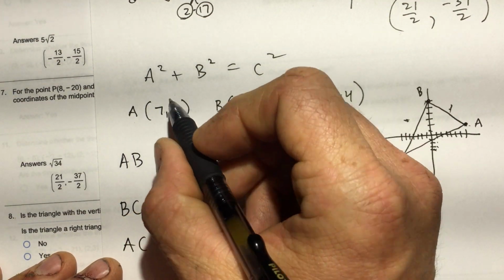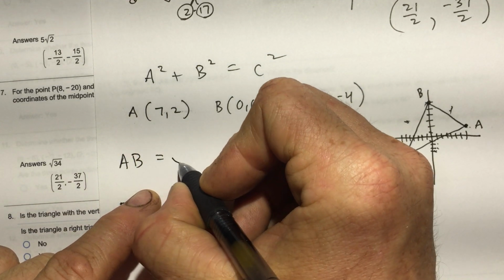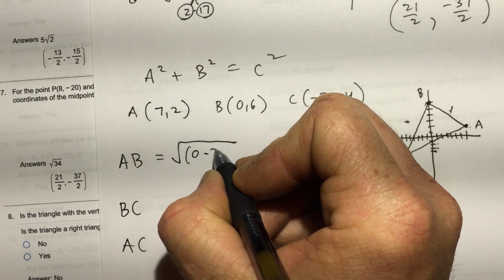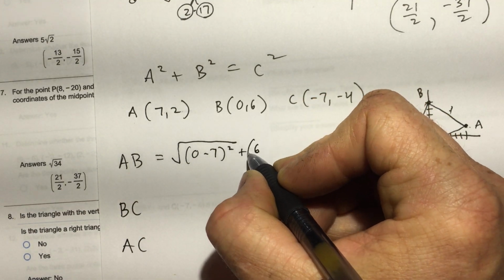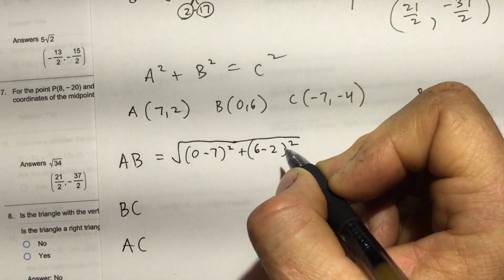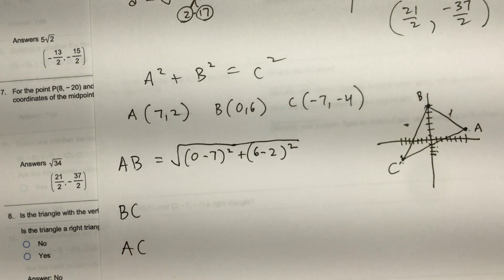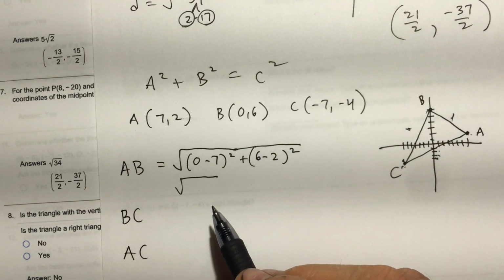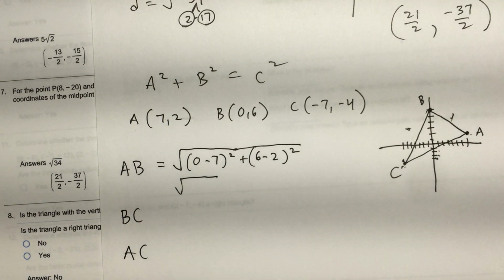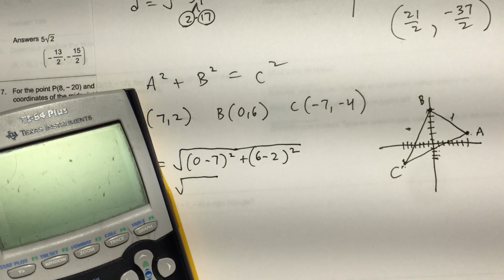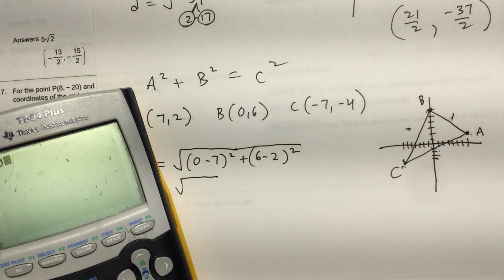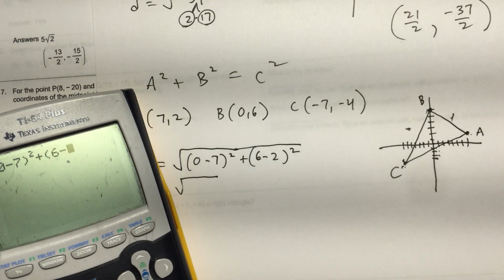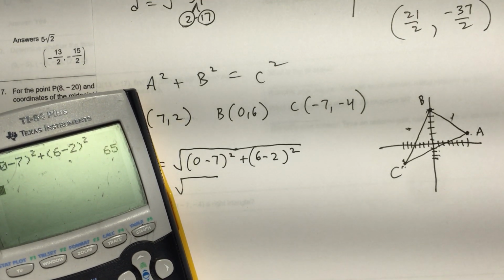So AB is going to be, I use these 2 points, so it's going to be 0 minus 7 squared plus 6 minus 2 squared. Okay, that'd be the distance of AB. Now, leave my radical here, and so I'm going to have, all right, here we go. 0 minus 7 squared plus 6 minus 2 squared, and that's 65.